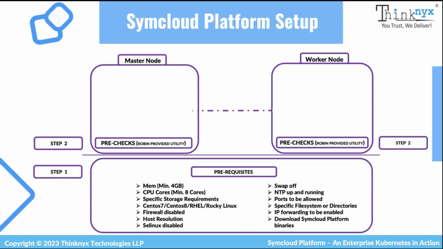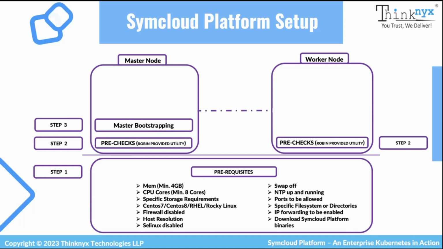Once pre-checks are done, it's time to do the master bootstrapping. We are going to tell it that this node will be the master server for us, which means the Robin platform, or the SimCloud platform, will install all of the components. So it will be Kubernetes plus plus plus. Those plus plus plus are all the features which the SimCloud platform will deploy for us.